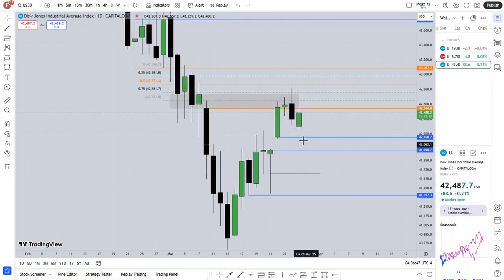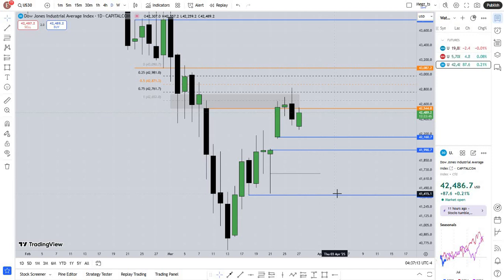So I'm expecting price to trade into this new week opening gap and then drop lower to get this level right here, which is 41,682.5. Then lower is 41,397.3. That's the lower objective that I'm looking for on this US 30.